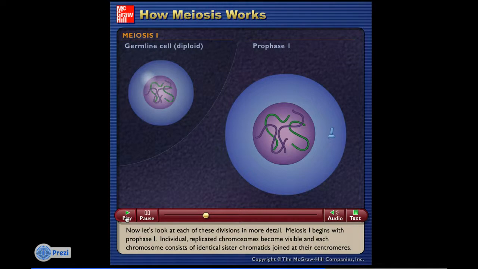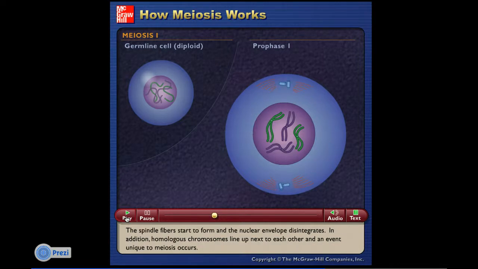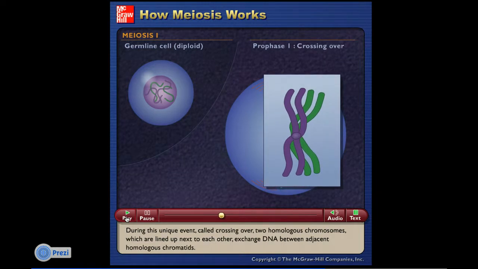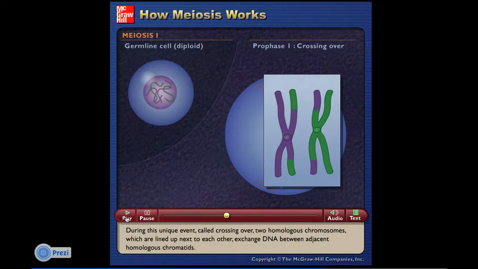Meiosis I begins with prophase I. Individual, replicated chromosomes become visible, and each chromosome consists of identical sister chromatids joined at their centromeres. The spindle fibers start to form, and the nuclear envelope disintegrates. In addition, homologous chromosomes line up next to each other, and an event unique to meiosis occurs. During this unique event, called crossing over, 2 homologous chromosomes, which are lined up next to each other, exchange DNA between adjacent homologous chromatids. After crossing over has occurred, the sister chromatids of one chromosome are no longer identical to one another.